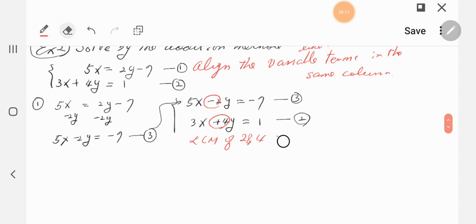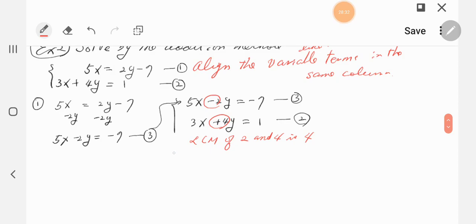Yes, okay, let me write it again. LCM of 2 and 4 is 8, right? So we will make 4, right? 4. So we'll just make the coefficient of y to be 4 and negative 4.